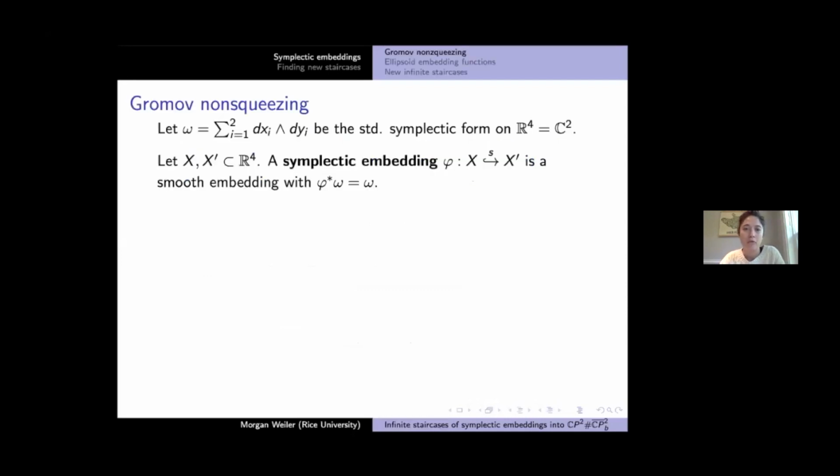Okay, so recall Gromov non-squeezing. If we have the standard symplectic form on C^2 and two domains in C^2, or equivalently R^4, we say that one symplectically embeds into the other if there is a smooth embedding which pulls the standard symplectic form back to itself. One constraint that immediately arises is that symplectic embeddings are volume preserving. So if X symplectically embeds into X prime, then the volume of X has to be at most the volume of X prime. And what Gromov proved is that this isn't the only constraint.